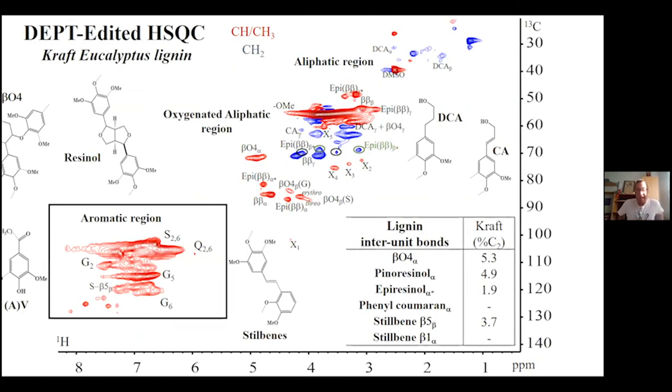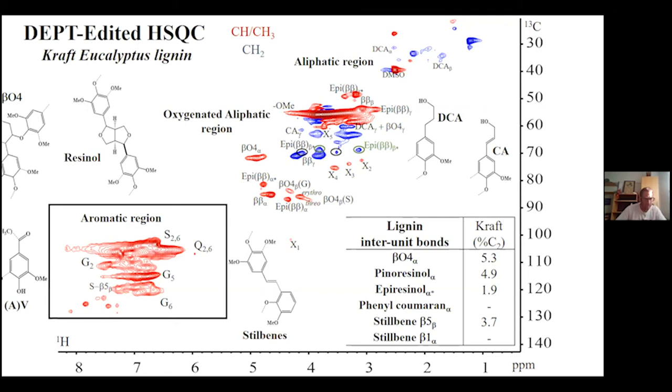The main lignin structure, interunit linkages, and the end groups of the fractionated lignins were studied by DEPT-edited HSQC and quantified by carbon NMR. The beauty of DEPT-edited HSQC is that we can distinguish the methyl group from the methylene group because they have opposite phase, so we got different colors. The take-home message of this slide is that if we sum up the contribution to the total interunit linkage from the aliphatic side chain coupling, we don't get more than 50%.